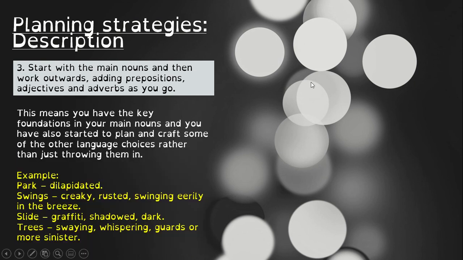And the third tip that I'm going to give you is just starting with the main nouns. So if you struggle to make a plan, then start with the main nouns, the key things that you can see, and then maybe add some key adjectives or prepositions to them. So if you were given a picture of a park, for example, and you can see my plan here, the first 4 things I've written down are just park, swings, slide and trees. And that might be enough to get you started.